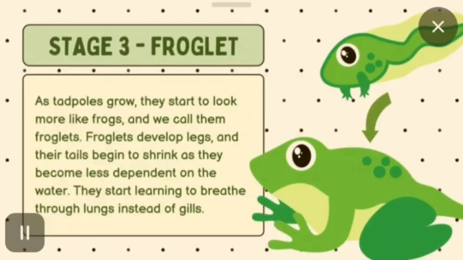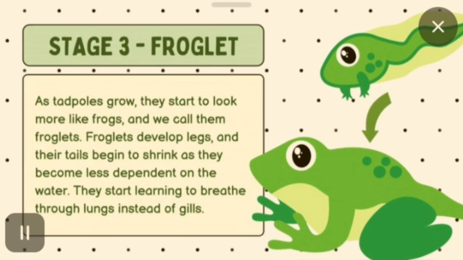Now coming to the third stage, that is froglet. As tadpoles grow, they start to look more like frogs, and we call them froglets. Froglets develop legs and their tails begin to shrink as they become less dependent on the water. They start learning to breathe through lungs instead of gills. In this stage, it looks similar to a frog, but here they still have tails. Why? Because in this stage, their tails will shrink and their legs will form.